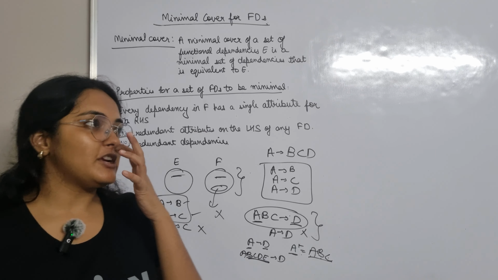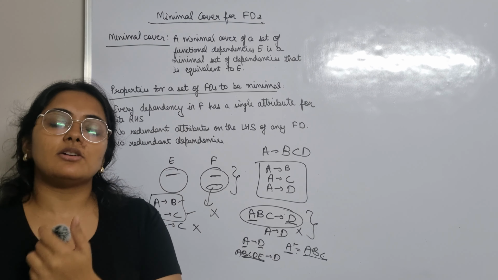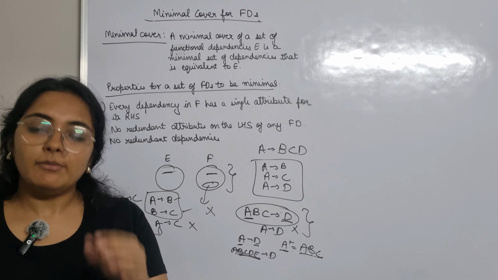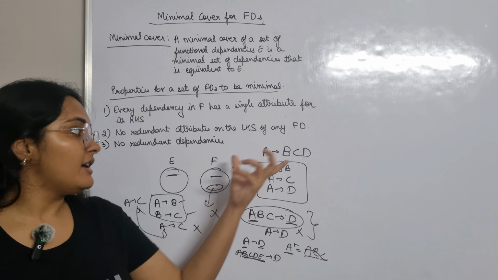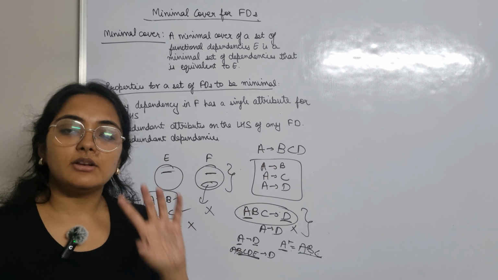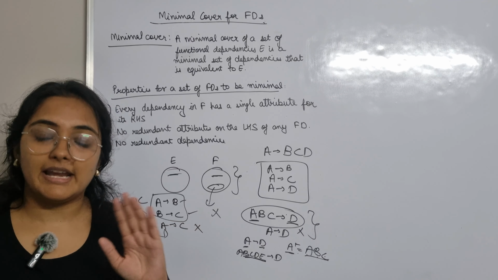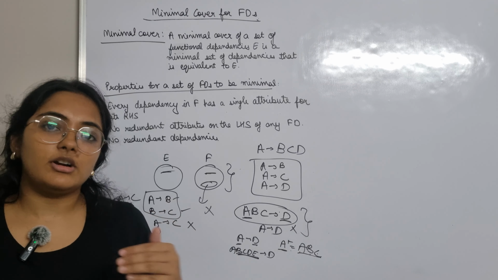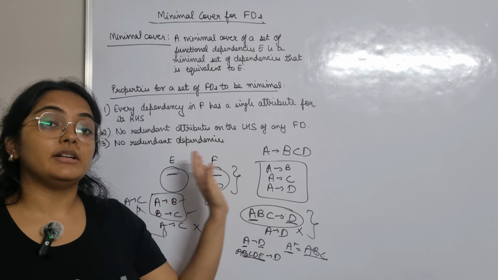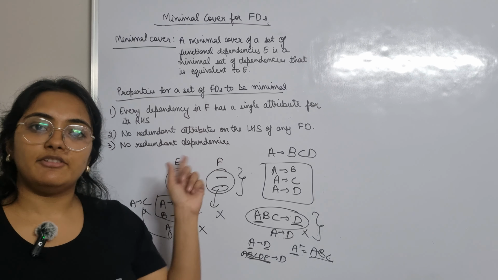So what we are essentially doing in finding the minimal cover is trying to bring that particular set of dependencies into standard form. It is also called canonical form, where every right hand side has only one attribute, and that set should not have any redundancies. So no redundant attributes and no redundant dependencies should be there. These three rules we will see, and we will see more questions.